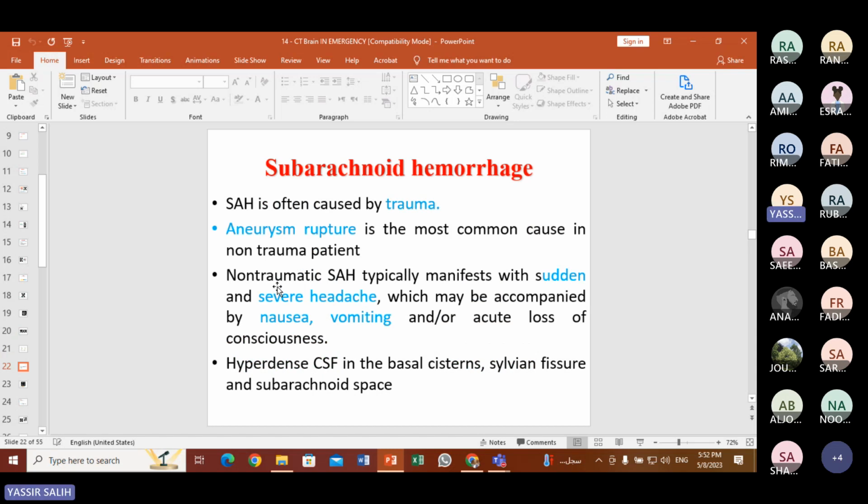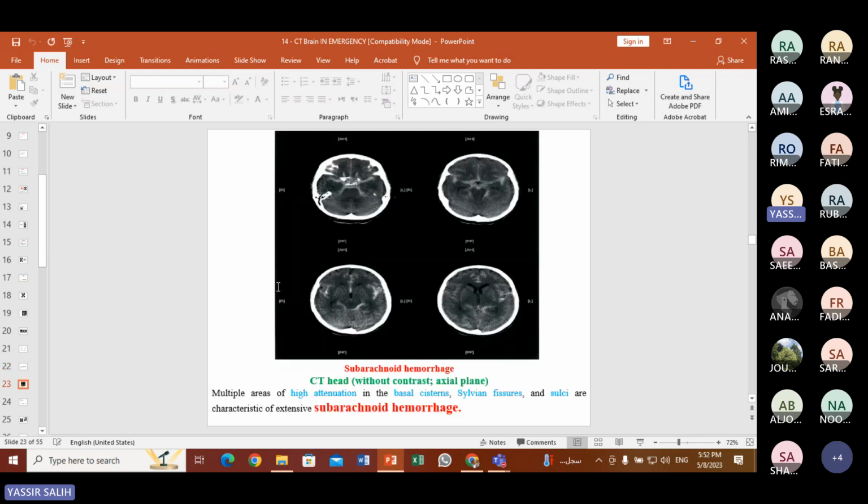We know the CSF is in the basal cisterns, in the ventricular system, in the sulci, and in the fissures. The CSF becomes hyperdense instead of hypodense. Why does it become hyperdense? Because any acute blood is hyperdense. And subarachnoid hemorrhage is always acute, we don't have chronic ones, because the patient of course comes early.